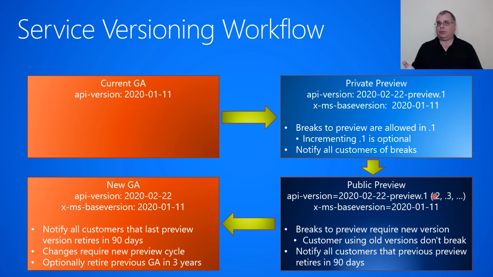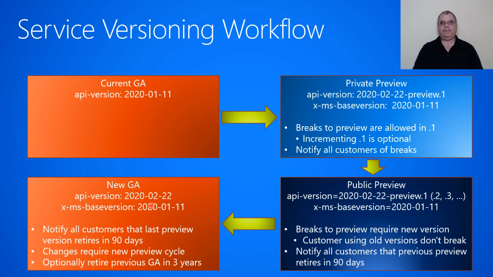Eventually, you'll be happy with your preview, and you think your new version of the service is ready to go into general availability. To do that, all you need to do is remove support for the -preview suffix, and now your new version is in GA, and it's version 2020-02-22. The previous version was 2020-01-11, and again, that base version is always used to make sure there was no breaking change with the previous GA version. Here, our tooling in the GitHub repos validates that.